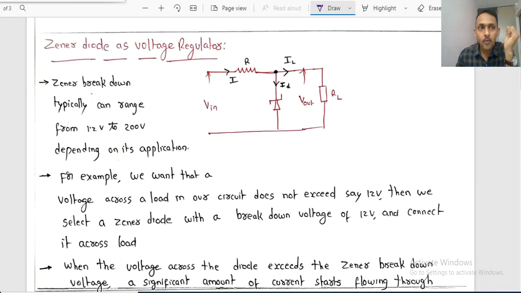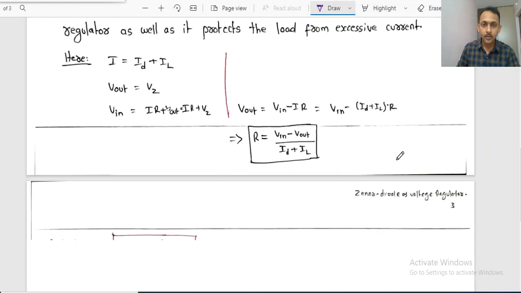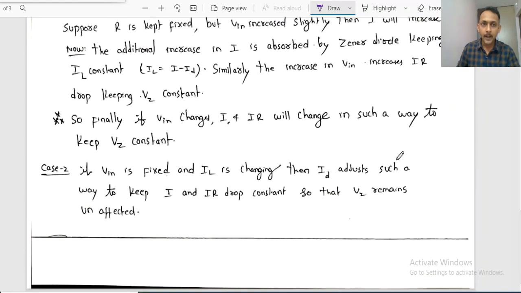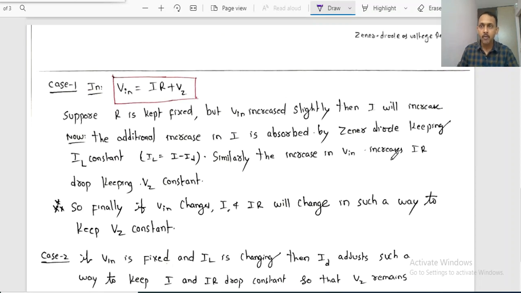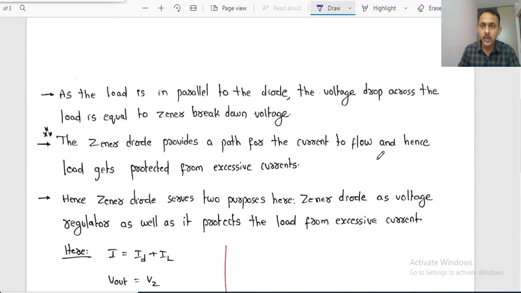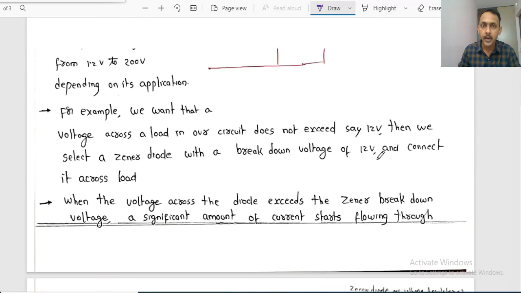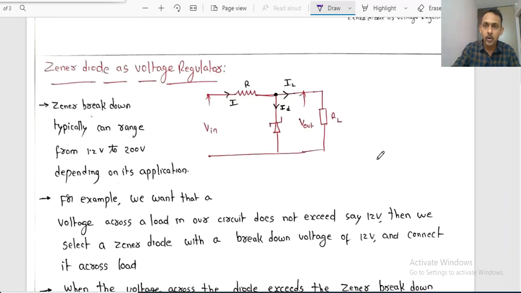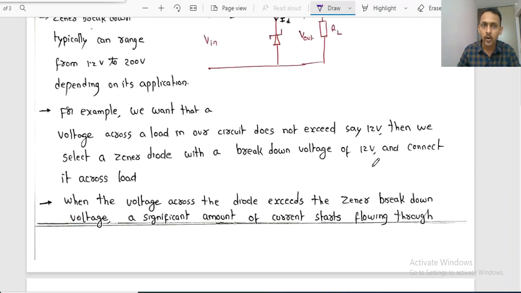In this video, we are going to discuss the Zener diode as a voltage regulator, right? How it acts like a voltage regulator, its circuit diagram and its waveform, some equations, right? What are the equations we are having and what are the different cases we are having with respect to the Zener diode as voltage regulator in this video. This is one of the applications of a Zener diode, right?